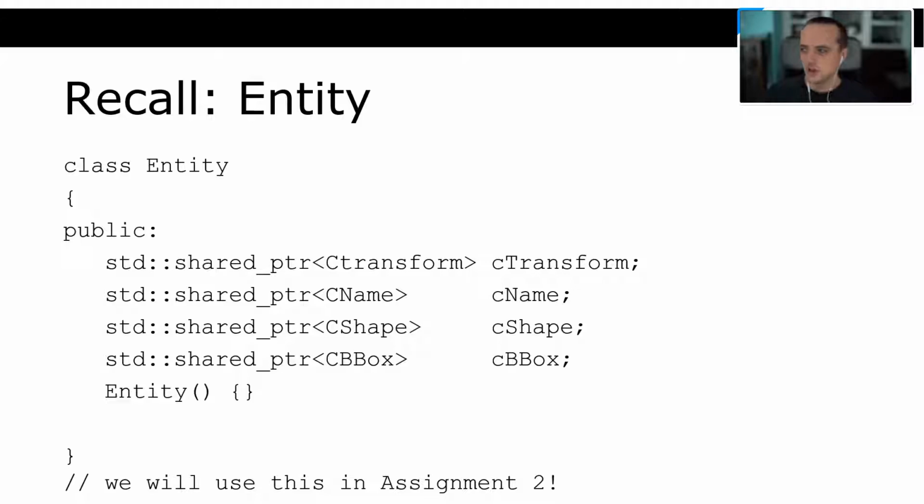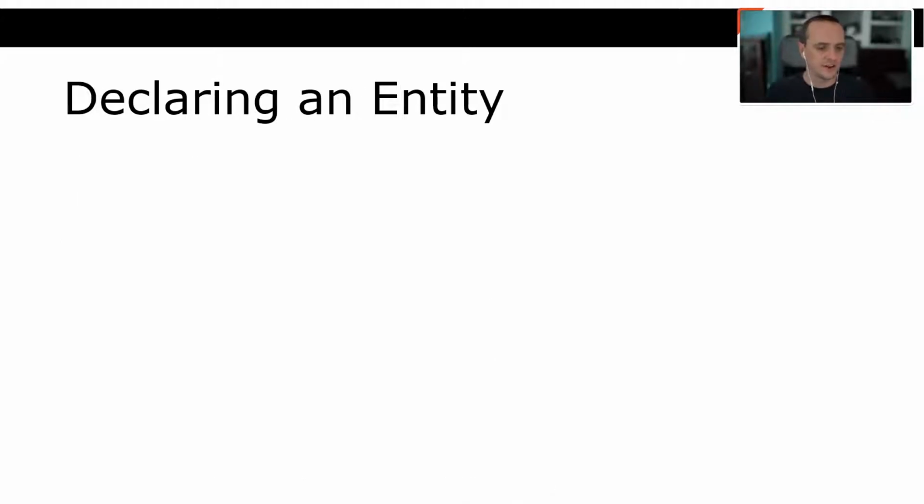So if we recall now, this is what an entity looks like. We've got shared pointers to all of these types of components, and we can access these components because they're public. So how would we then declare an entity? Now that we know what the entity class looks like, how would we actually program and set up an entity for use in our game?